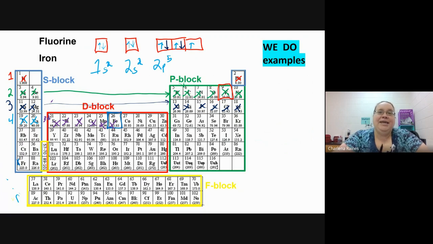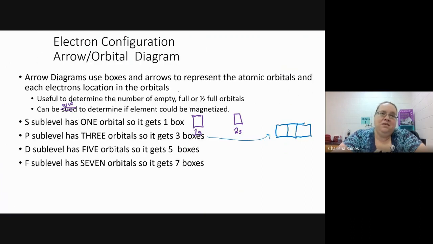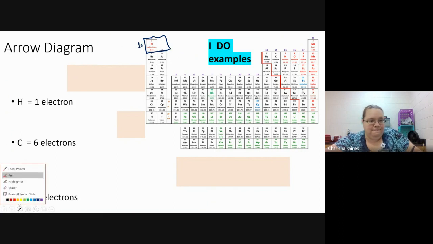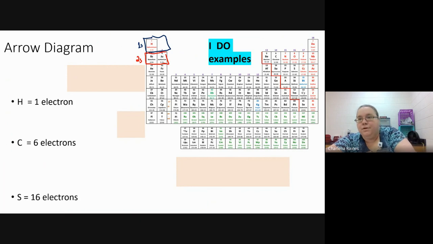So you can get the arrow diagrams from the extended configuration. But let's say you don't like the extended configuration. Maybe it's not quite making sense. Well, then what I want you to do is draw your boxes on your periodic table. So this would represent my 1s box. This would represent my 2s box, continuing down.